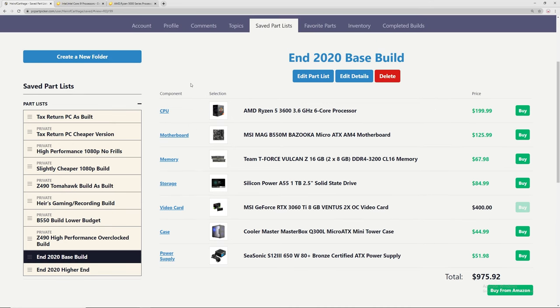All right, so now that we're here, let's talk about my two recommendations for builds. I have a base build, which is going to be around the $1,000 price point, and then I have a higher-end build, which is going to be around the $1,500 price point.